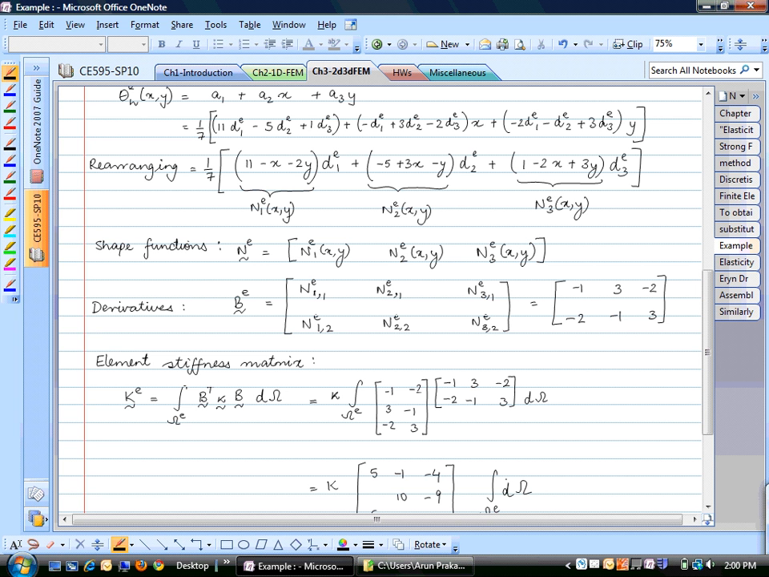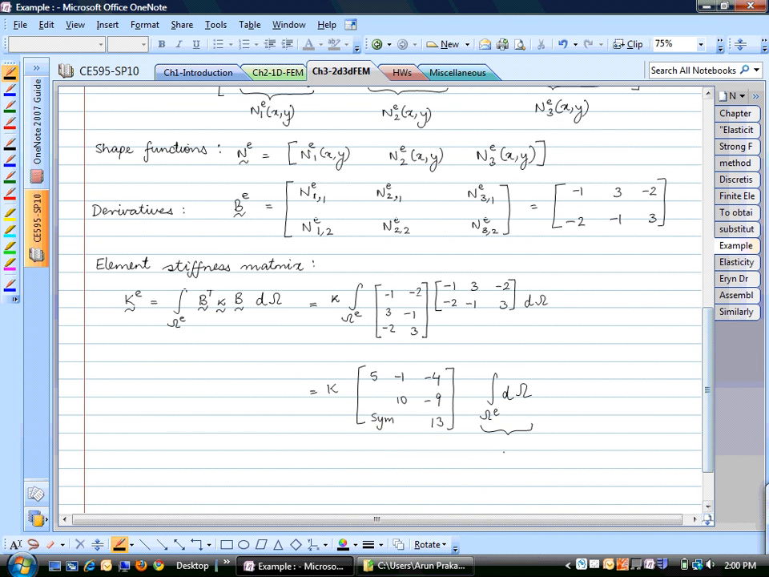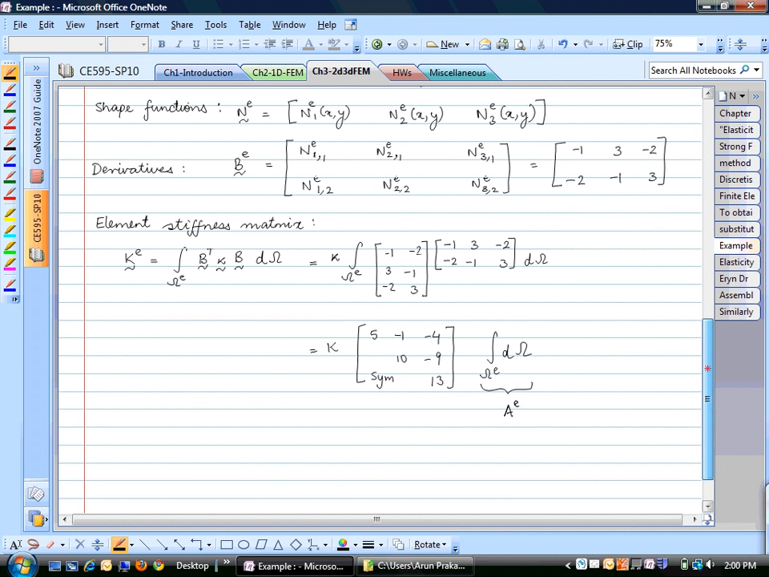So what would this be? Area of the triangle, right? So we have the area of the triangle. All that this becomes then is kappa times A times the same matrix. And now all that you need to do is to take this. This is the element stiffness matrix.